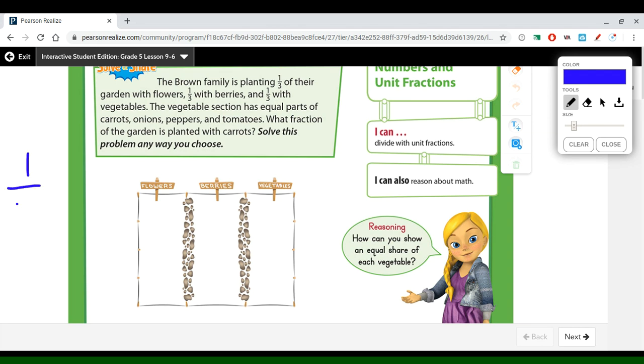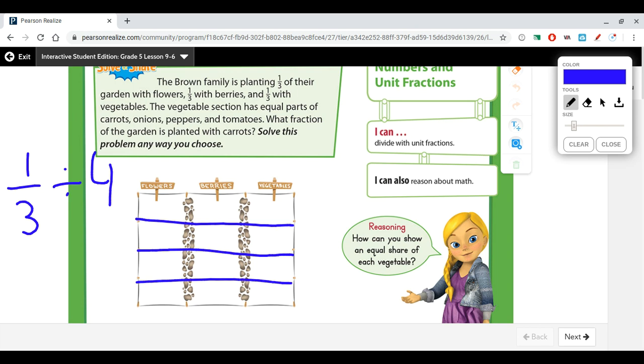And so if I take a look at 1/3, I'm going to be dividing that 1/3 by the different types of plants. And so I have carrots, onions, peppers, and tomatoes. So that means I'm planting 4 different types of plants. So my division equation is going to be 1/3 divided by 4. And visually, I'm going to take my whole garden and divide it into 4 equal parts. And when I divide that into 4 equal parts, that will give me my new denominator.